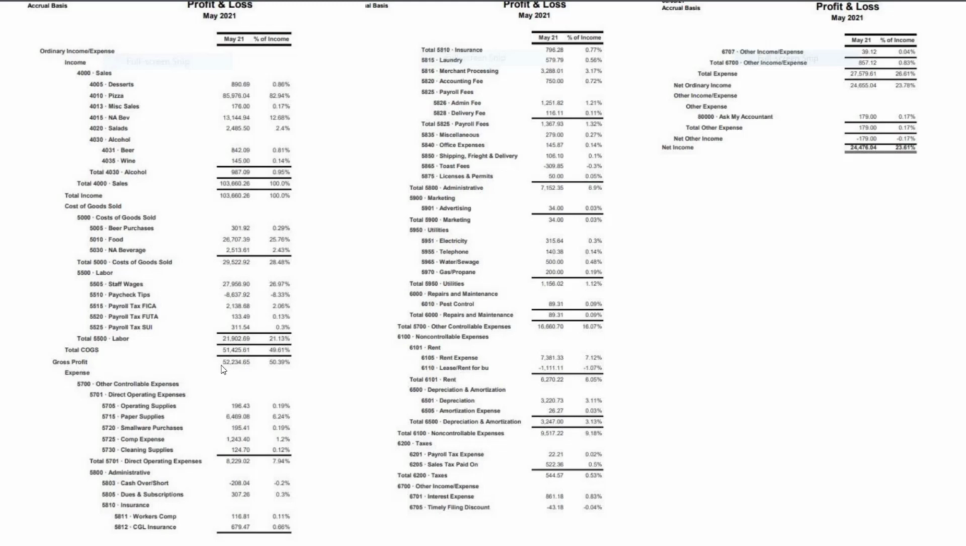That would give us this amount right here, and you would take this and divide it by your total revenue, which would give you 0.50. And if you times it by 100, you would get this percentage right here. So this company, this small business, is running a gross profit margin of 50.39%.